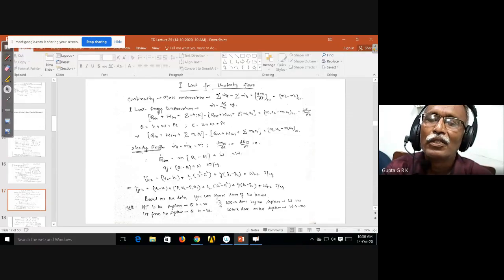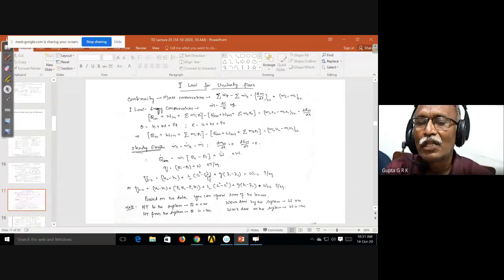Based on the data, you can ignore some of the terms, and you also have to be careful about the sign convention. If it is a boiler-like device, heat transfer to the system, Q is positive. If it is a condenser, heat transfer from the system, Q is negative. If it is a compressor, work is done on the system, W is negative. If it is a turbine, work is done by the system, W is positive. Like that, I have to know what sign convention to use.